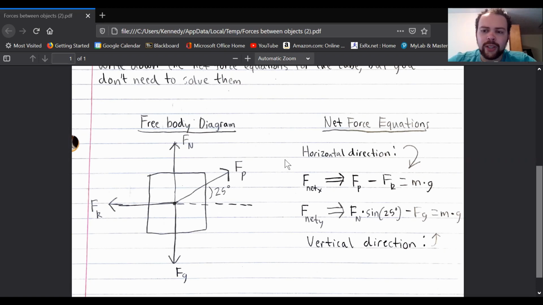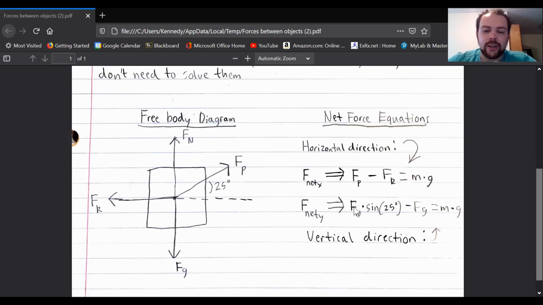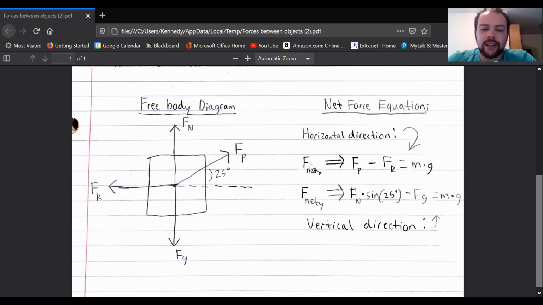When you go to write the net force equations, you want to make sure that you get the right forces in the right axis, as well as figuring out which one's negative and which one's positive. To start, you can start with the x direction. Since the pulling force is to the right, which is the positive direction, it'll go right here. And then the force of friction will be minus because it's pulling to the left, which is negative, and then equals ma.